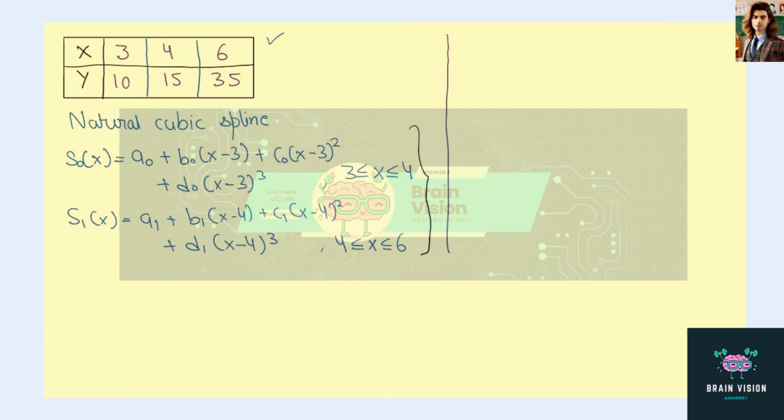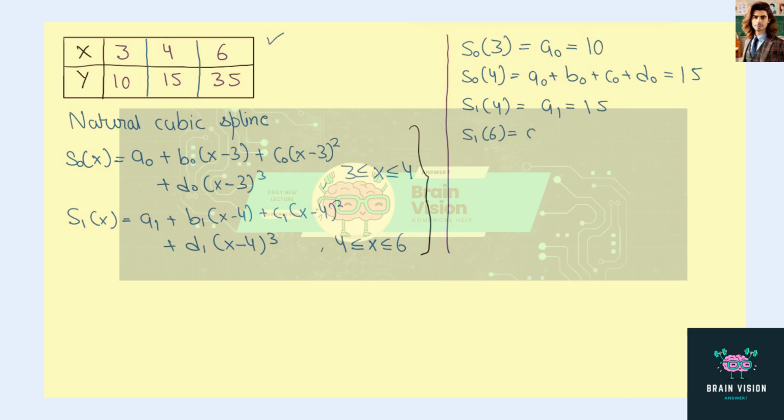Now, from the given table, we have S0(3) = a0 = 10, and S0(4) = a0 + b0 + c0 + d0 = 15. S1(4) = a1 = 15, and S1(6) = a1 + 2b1 + 4c1 + 8d1 = 35.